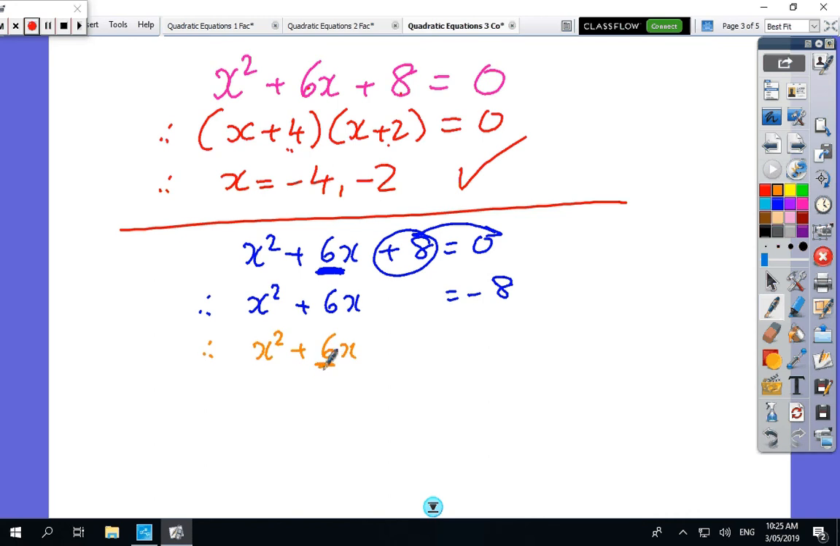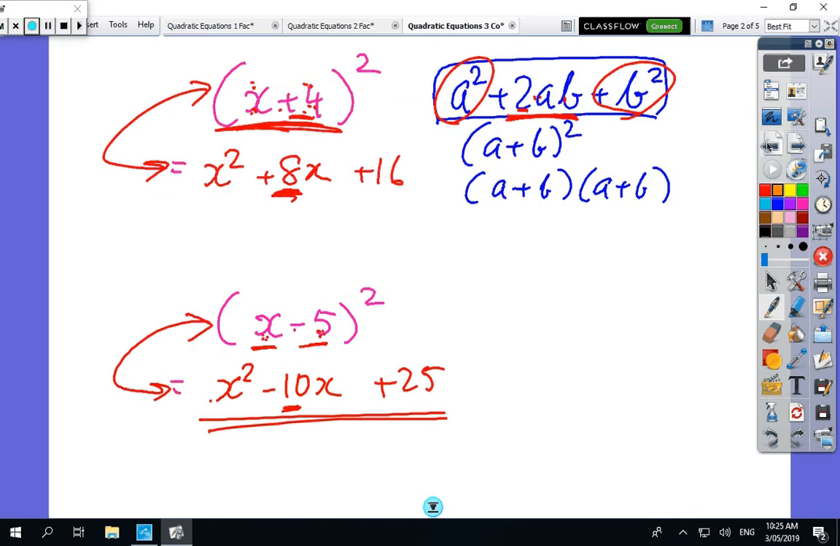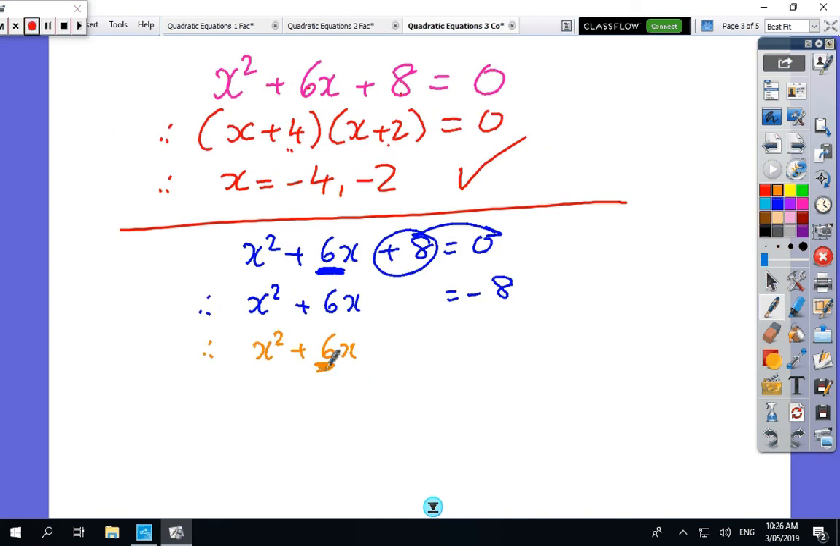And then you look at that 6 and then you halve it. The reason you halve it is because you halve the minus 10 to get the minus 5, or you halve the 8 to get 4. So that's why we're going to halve it. When you halve that, the bracket will end up being x plus 3 squared. So there's a number, and it still equals minus 8. The number that's missing would be 3 squared. So we don't have the 9. Okay, do you understand?